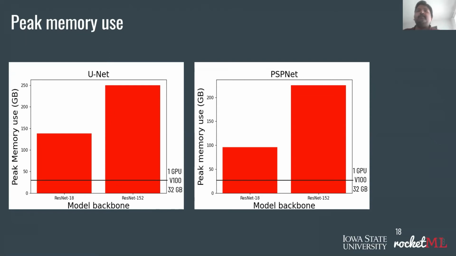All the 4 different segmentation models used significantly more memory than the 32 GB memory available on a single V100 GPU as shown in the figure.